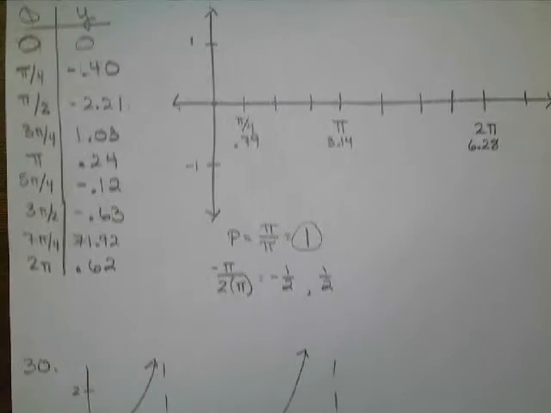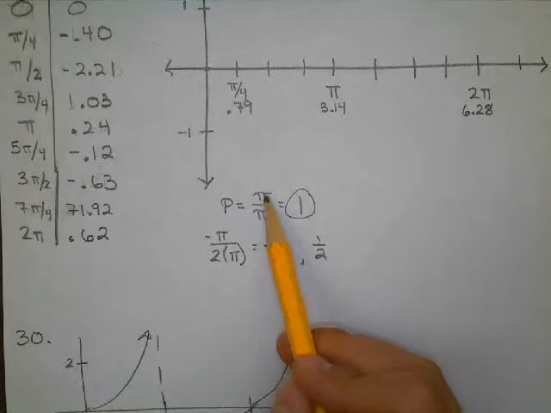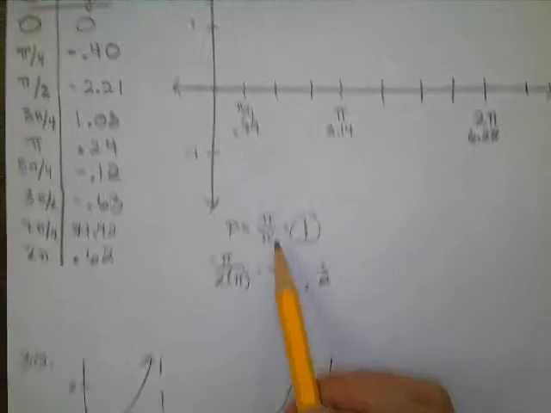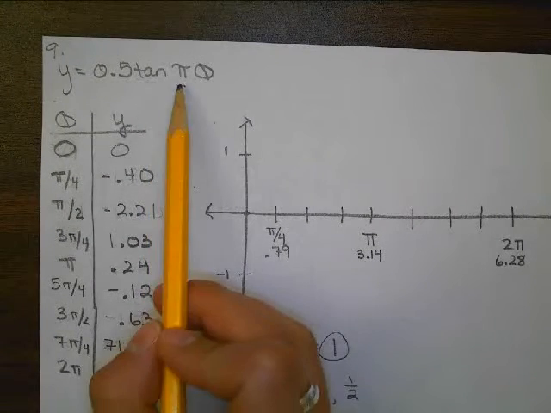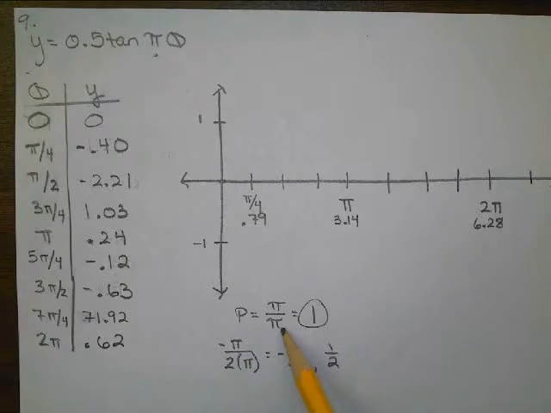So to find the period, all I did was take pi divided by b, and according to my equation, b is pi. So pi divided by pi is just 1. So the period is 1. The asymptotes, you always know that the cycle ends from negative pi over 2b to pi over 2b, so that's also where my asymptotes are going to be.